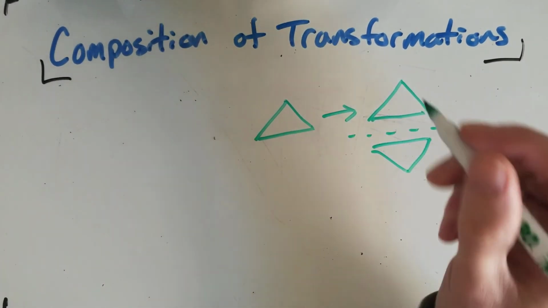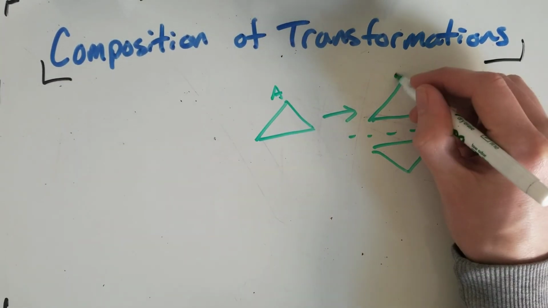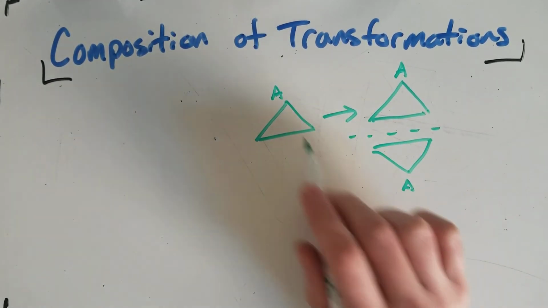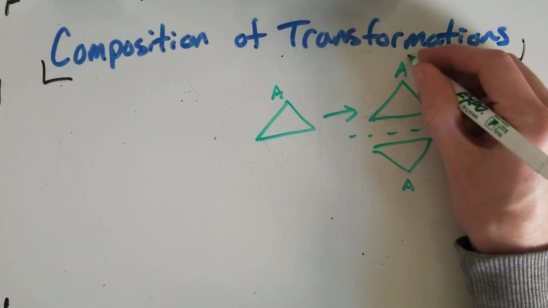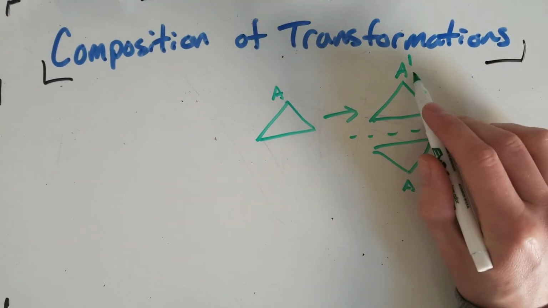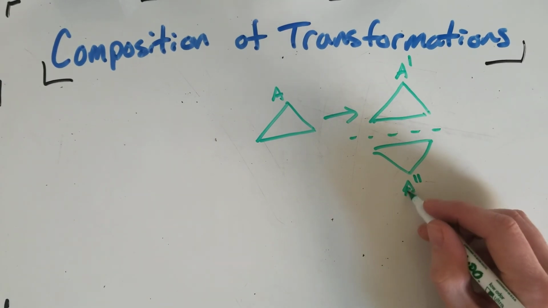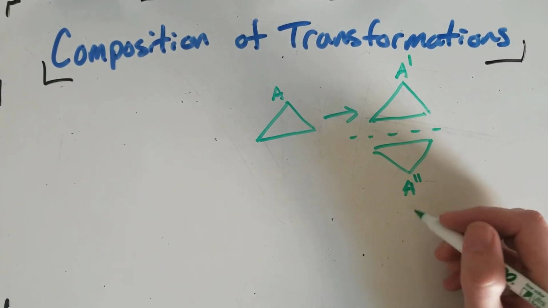The way it works, we'll use a point up here. Let's say this is point A throughout the whole composition. The first time you do a transformation, you put a little prime symbol up here to indicate that you've done a transformation. And then if you do a second one, you have what we call a double prime, meaning that there was a second transformation done here.